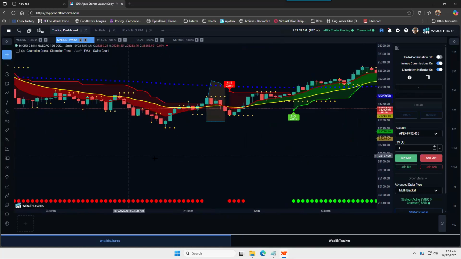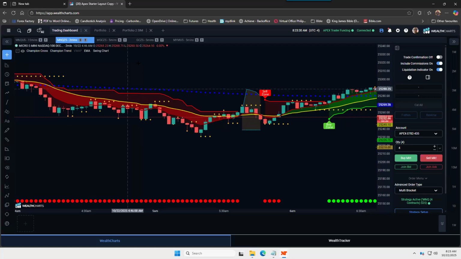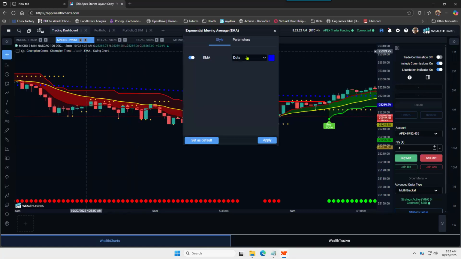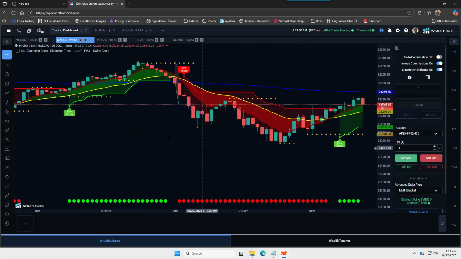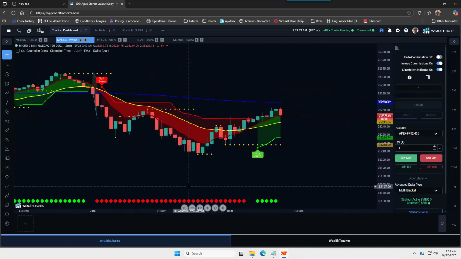Let me see what else you can use there. Let's not use dots. Dashes, that sounds good. Yep, there we go. So that's going to be your 233 EMA right there.